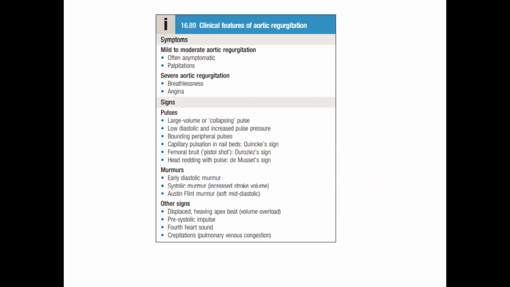Next is the clinical features of aortic regurgitation. This aortic regurgitation is a very, very complicated thing and it consists of so many signs.